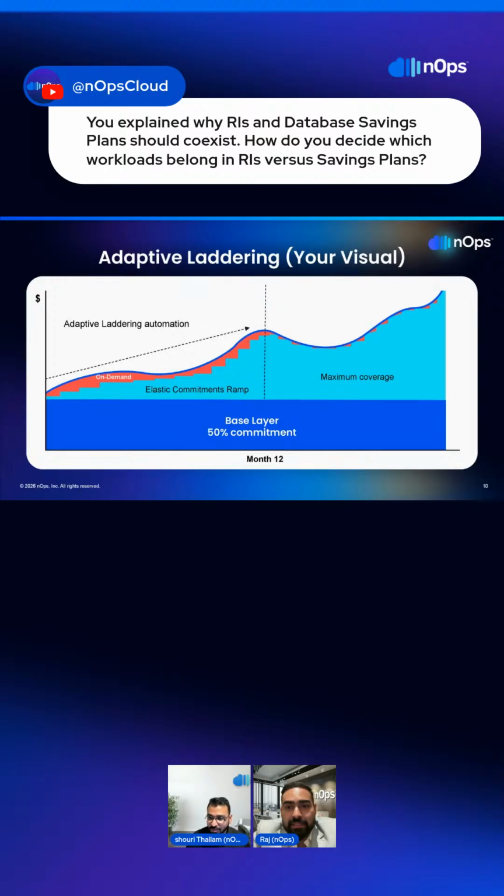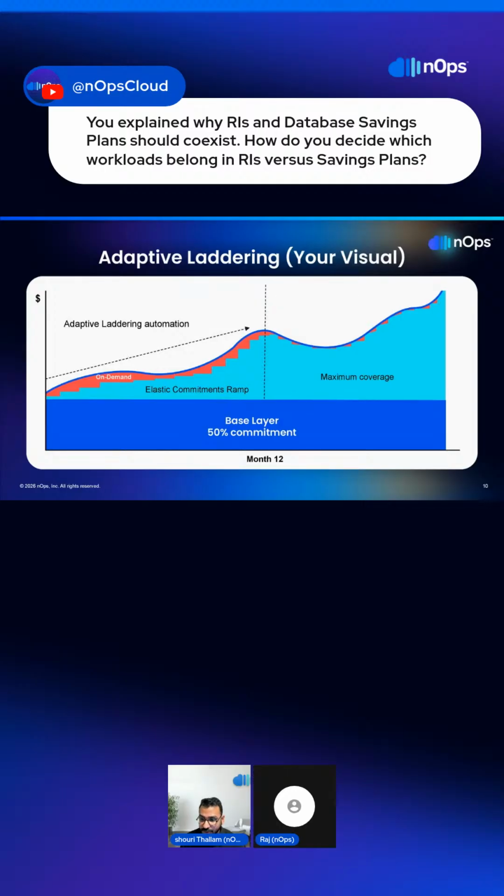I think we almost answered that one, but in general, the summary is that you should never go all in. You have to figure out which are stable, which are spiky, and determine based on that, drawing a baseline around what's reliable enough, what's going to stay there forever. Based on those things, you do those commitments. And then an adaptive laddering strategy will give you more flexibility to go from there on.